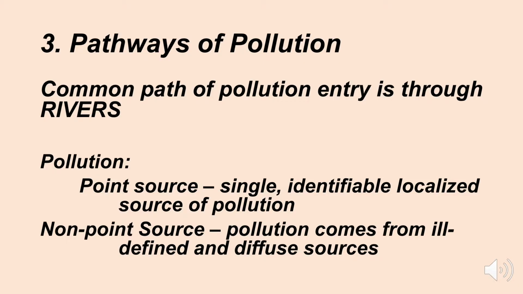Probably the most common path of pollution entry to oceans is through rivers. We have point source pollution, where we may have an industrial factory that puts out an identifiable local source of pollution. And sometimes we can regulate that on the land and do a fairly good job, but we do a very poor job with non-point source pollution.